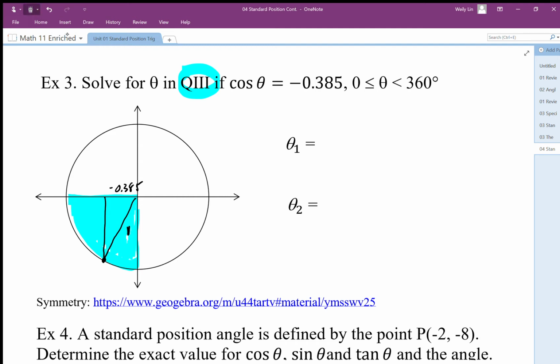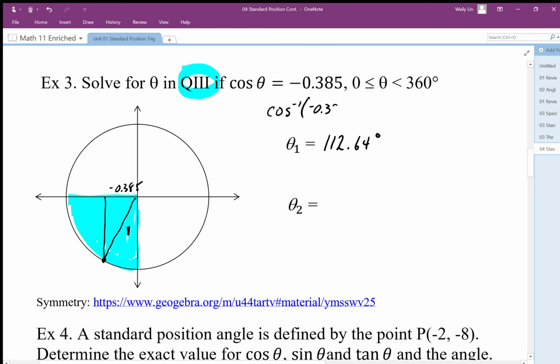Okay, so what I will always state is that theta 1 is going to be from the calculator. Now this is not mathematical convention. This is what Mr. Lin does. When I say theta 1, it is the angle from our calculator. So our calculator gives us 112.64 degrees. Okay, and we're going to do this using our arc cos. I just want to get used to using this notation.